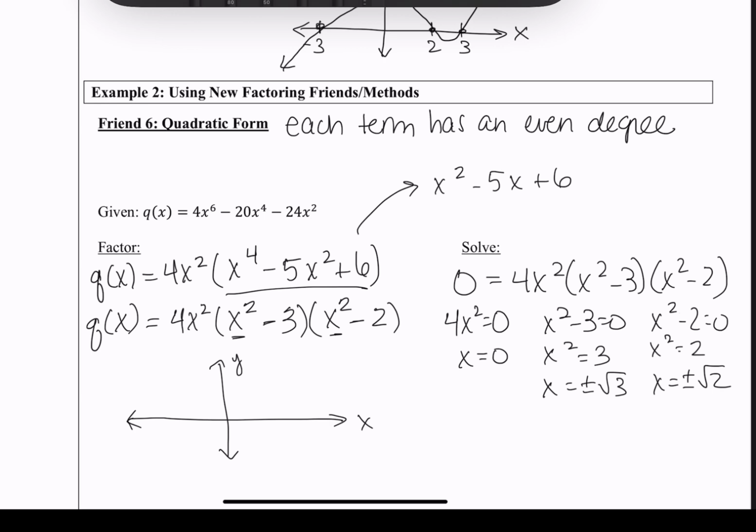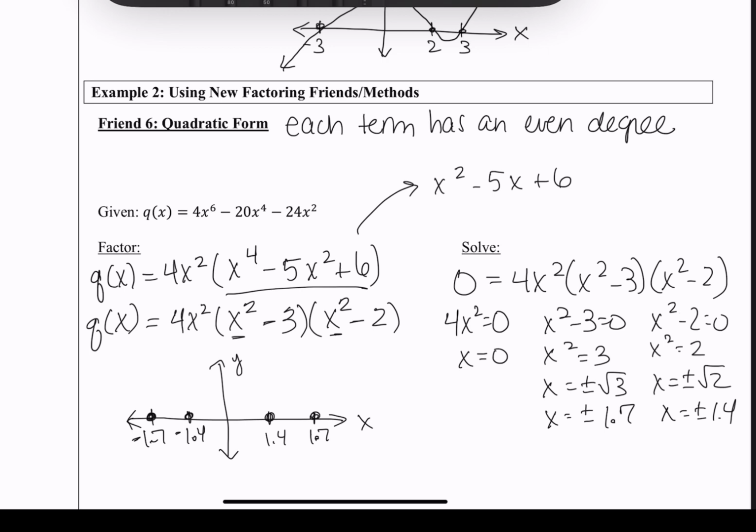All right, so I have roots at positive and negative root 3 and positive and negative root 2. So root 3 is approximately 1.7 and root 2 is approximately 1.4. Okay, that gives me kind of an understanding that I'm going to have some roots at positive 1.4, positive 1.7, negative 1.4, negative 1.7. Now, at most, this polynomial can have 6 roots.